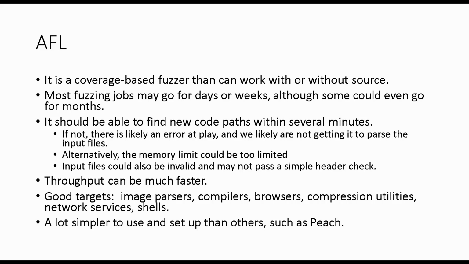Now, if you get AFL to work, then the throughput can be much, much faster, much, much more efficient than a traditional fuzzer. So you can blaze through things that would take much longer otherwise. Some great targets for us: image parsers, JPEG, GIF, any of those types of things. We can have a nice, strong corpus of test cases. Compilers, browsers, compression utilities, network services, shells. All of those are very well susceptible to being fuzzed. Some of them are a little bit more tricky. Image parser is one that is very simple.